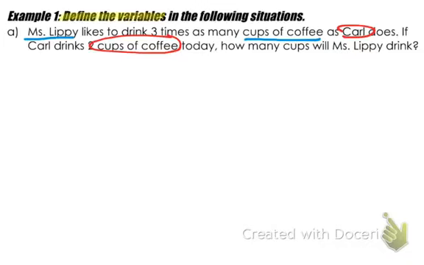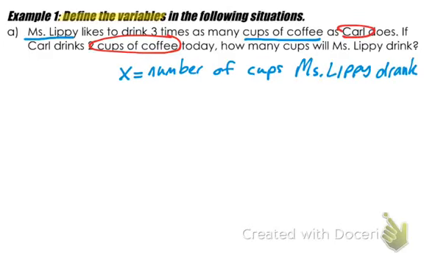So when we define our variables, we can say x is equal to, as specific as we can, the number of cups Miss Lippy drinks. That's what x represents. Don't just write down cups of coffee, don't write down Miss Lippy. It's the number of cups Miss Lippy drinks.